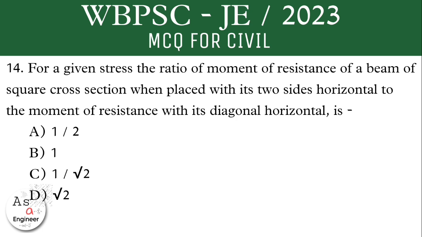For a given stress, the ratio of moment of resistance of a beam of square cross section when placed with its two sides horizontal to the moment of resistance with its diagonal horizontal is. Right answer is option D, root 2.